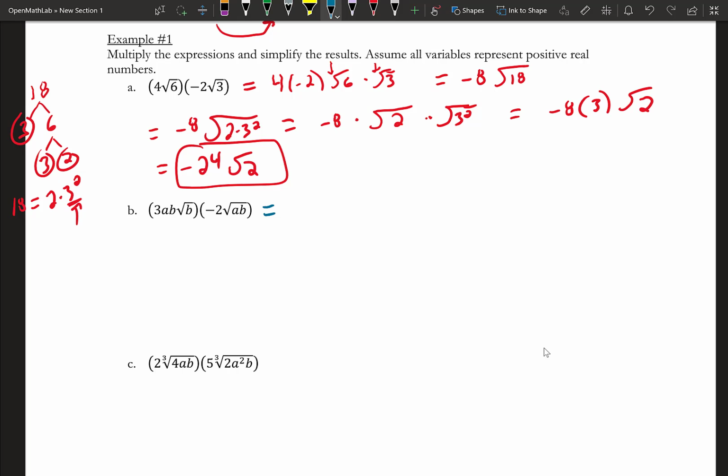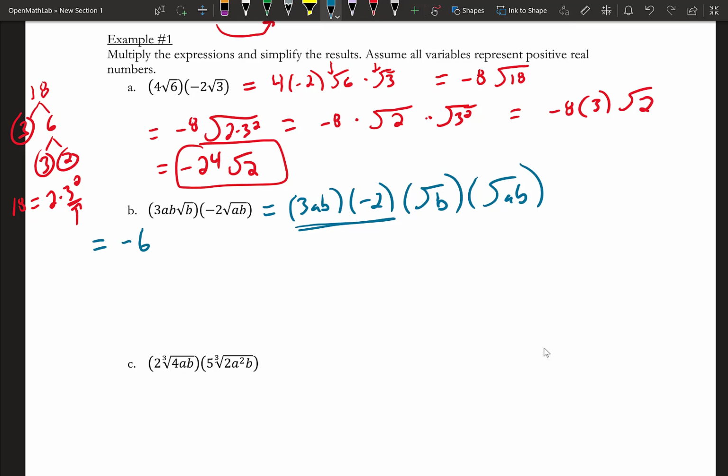All right, same idea as in part A with part B. We're going to use the commutative property of multiplication and rearrange some of the factors. So we would take 3ab times negative 2, and then times radical b times radical ab. The radicals have the same index, so I can apply the multiplication property of radicals again. And these first two factors, I can multiply those pretty easily, something you've done lots of times. So this would be negative 6ab times radical ab times b. Well, that's just going to be negative 6ab times the square root of ab squared.